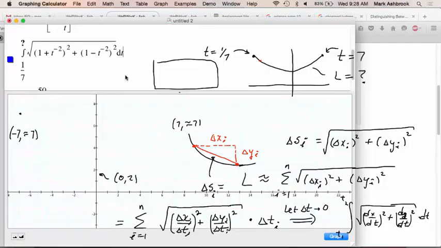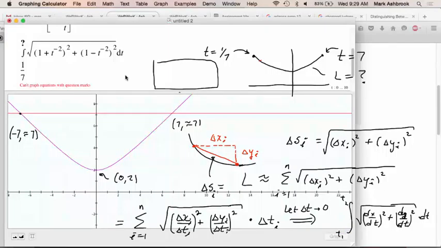Okay, is this the integral that you got? The square root of (dx/dt) squared plus (dy/dt) squared, and then dt. Is this what you set up? And then we're going to go from 1/7 to 7, and what were some predictions for what we'll get? Something more than 14? 19-ish? 15?